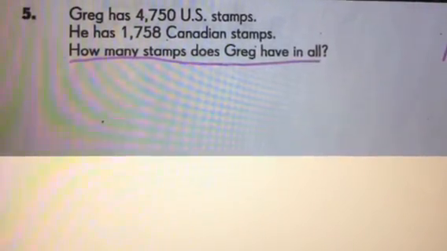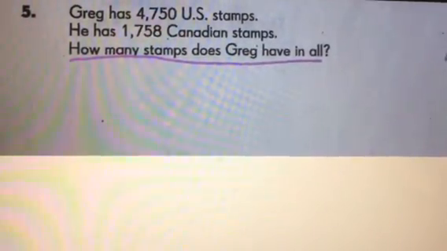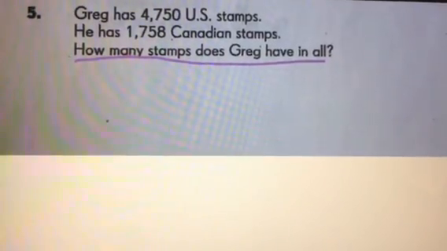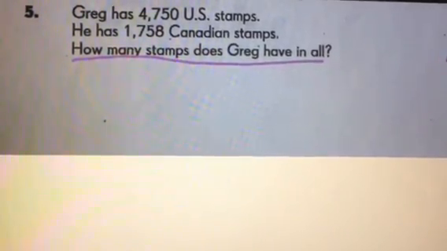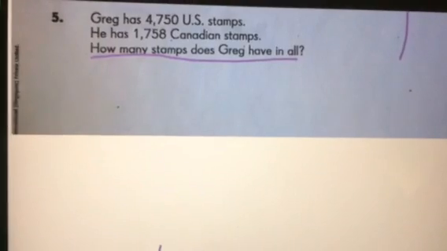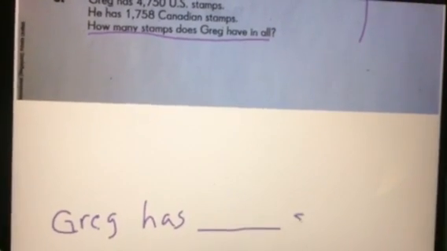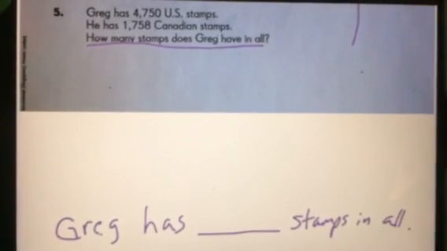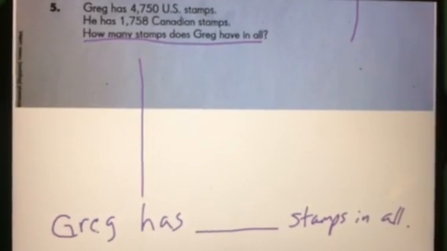Step number 2, write the answer statement using the question. If the question is how many stamps does Greg have in all, then your answer statement should say something like, Greg has blank stamps in all. Step number 3, draw the starting line.